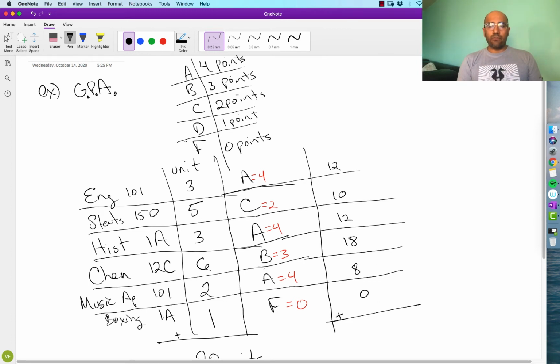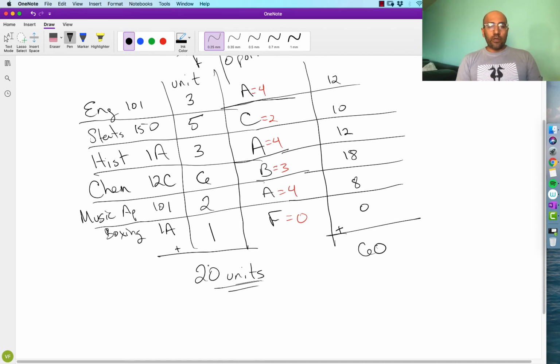And so we get 12, 22, 34, 44, 52, 60. Confirm that. I'm too tired to rely on my arithmetic. 12 plus 10 plus 12 plus 18 plus 8, 60. Okay, so a total of 60 points earned as a product, right? So each letter grade was worth either 0, 1, 2, 3, or 4, multiplied by the units, and we get this. Okay, so 20 units taken, 60 points earned.